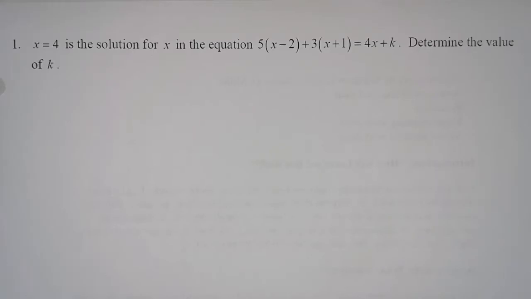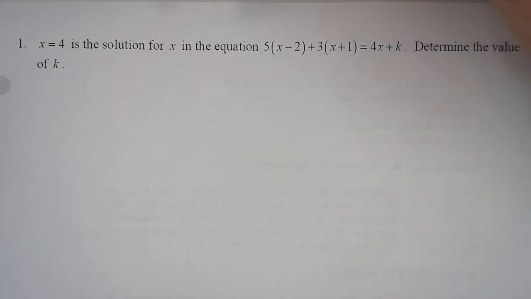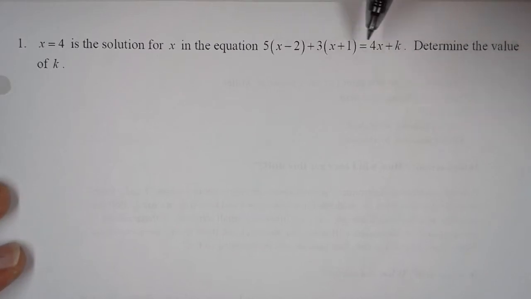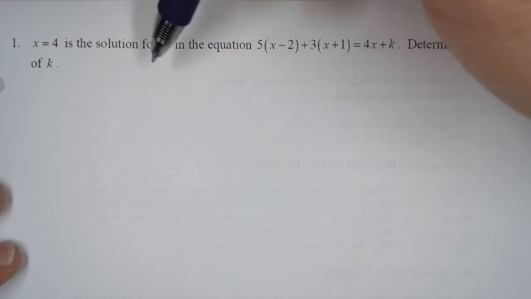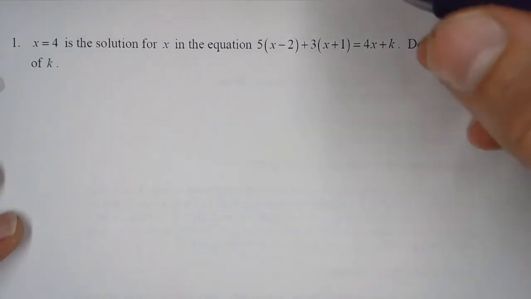In this problem, they give us that x equals 4 is a solution for this equation. Now, it has variables x in here, but it also has k, so we want to determine the value of k. Well, we're not solving for x. We know what x is that works here.